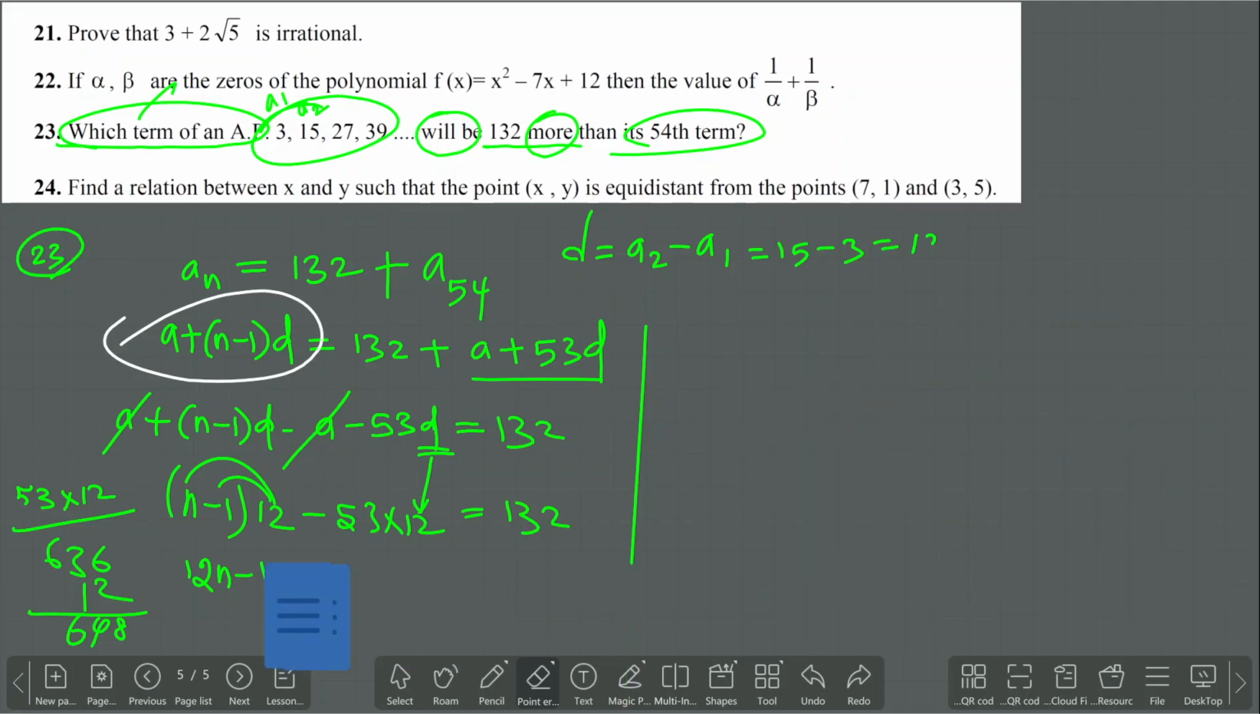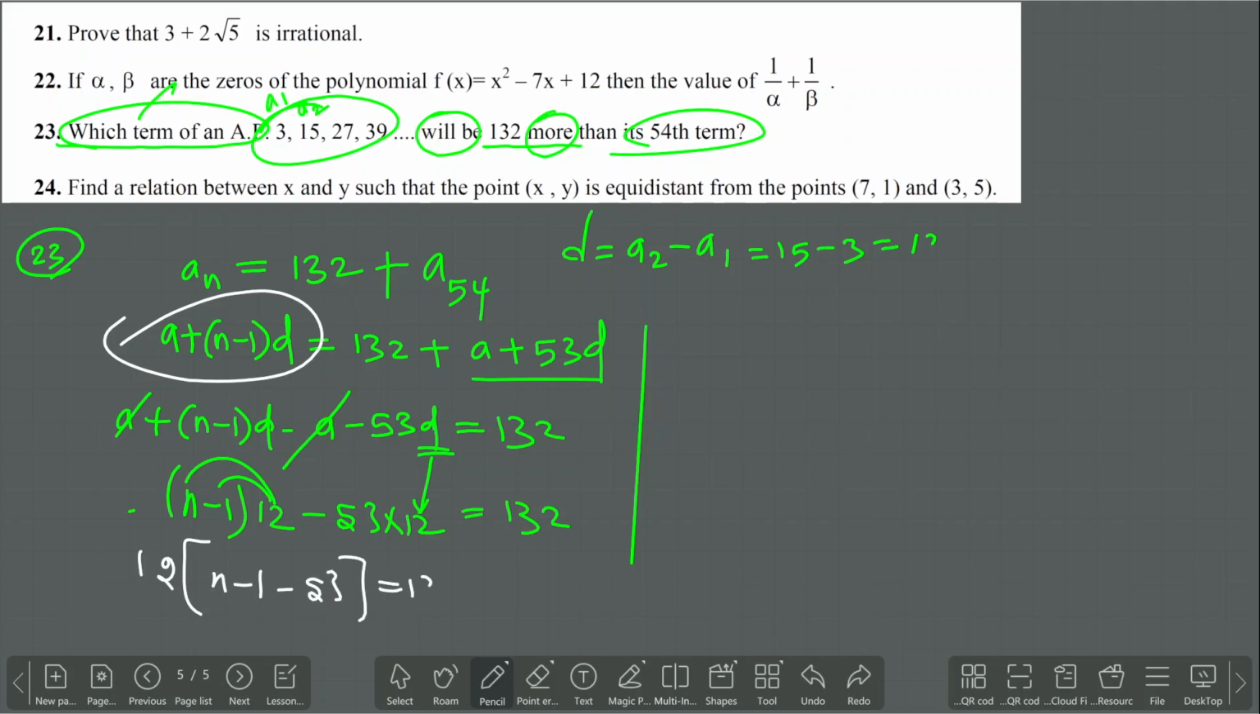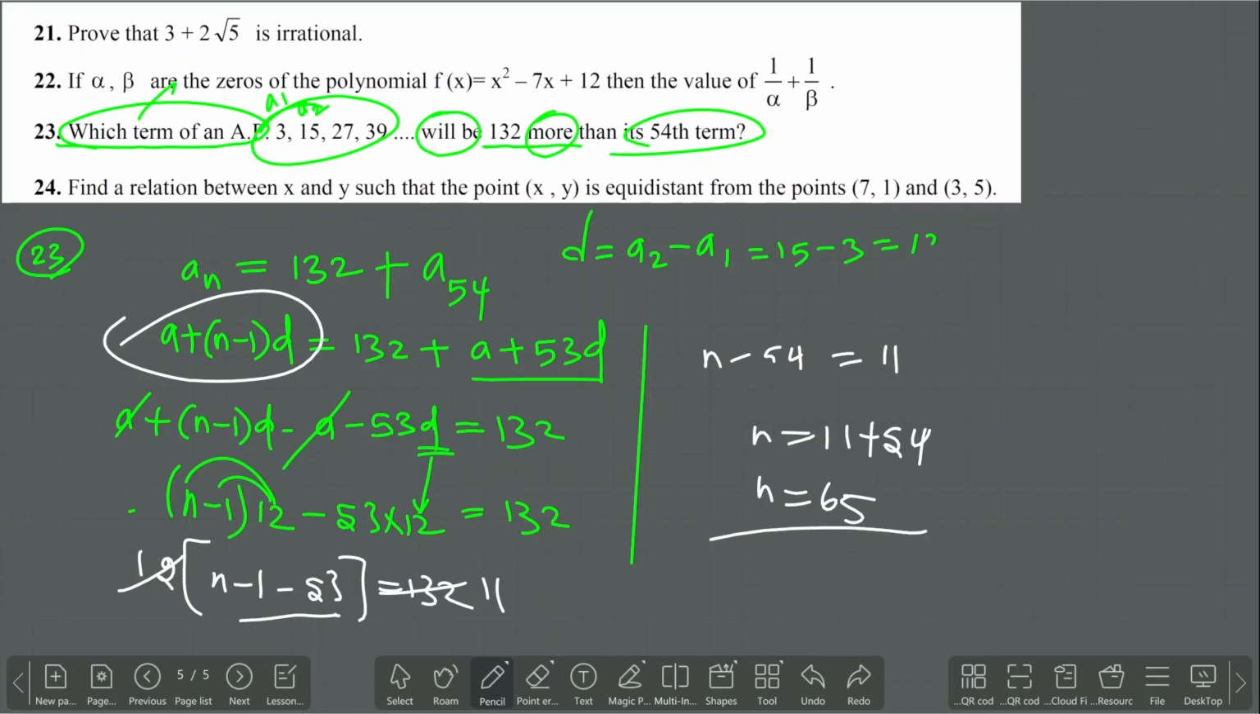And here, don't multiply the 12 inside. Raja, some other method I will tell you. Don't multiply the 12 inside. Take it common outside. So what am I getting? n minus 1, this minus 53, which is equal to 132. 12, how many 12s? 132. 11 times. Is it 11 times? This is also one easy way. Now n minus 1 minus 53, 54 you will be getting, which is equal to 11. 54 you send opposite. 11 plus 54, add together. 65. Same answer.